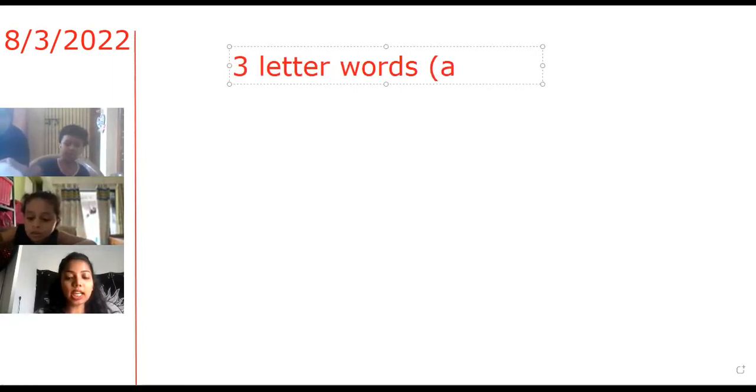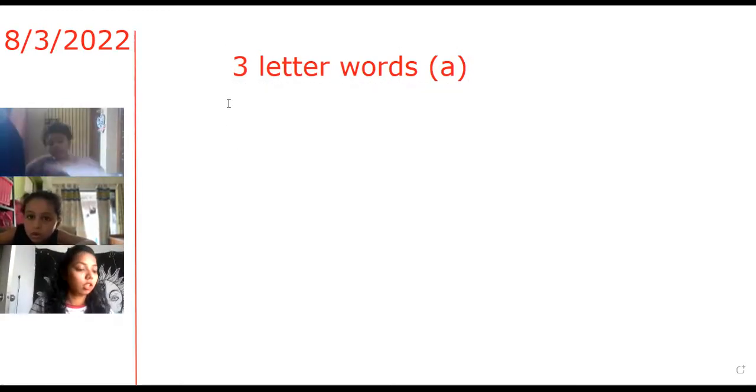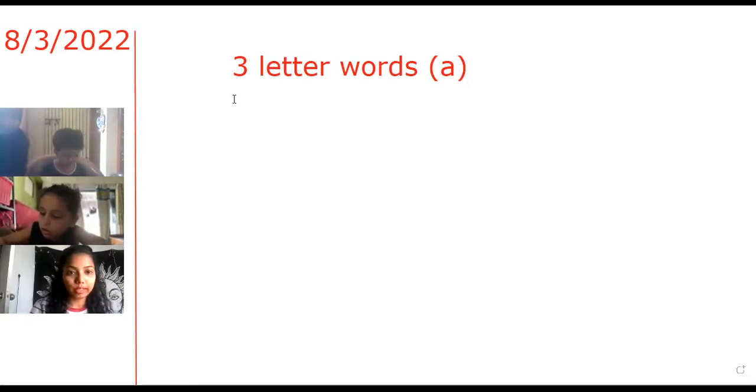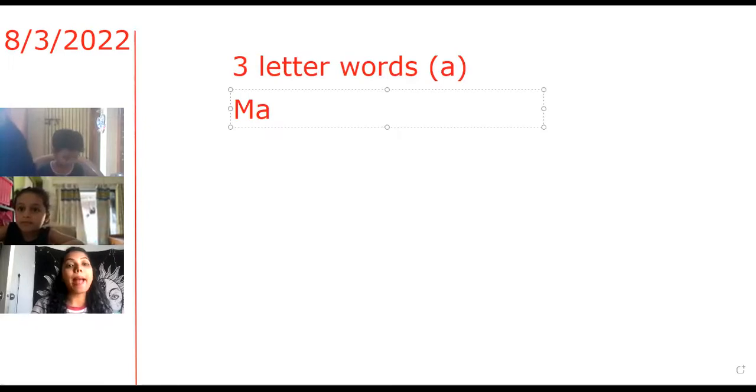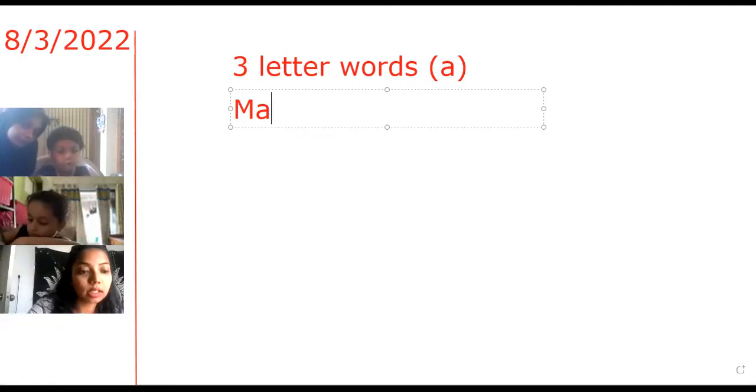You can write A. So first you write two letter word, ma, am, ma. Okay, first you will write like this. Ma, am, ma. Correct. Then I'm going to add t, so it will become mat.